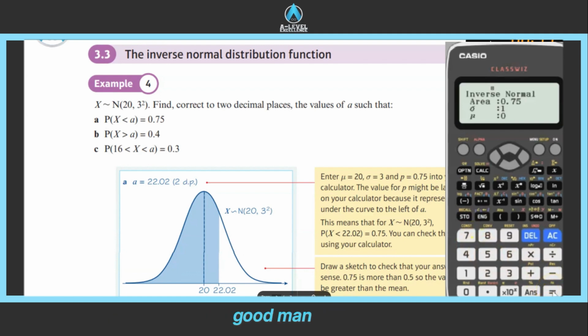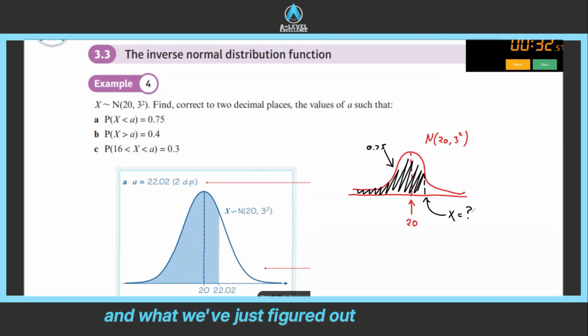That's the area. Good man. And then for the standard deviation you do 3. Yes, you do. And then what else? And for the mean you just put 20. For the mean, you put 20. And then what else? Am I done? Yeah, you're just done. Just press equals. Yep, spot on. Hit equals, and you get that number popping out. That's exactly what we need to do. Thank you very much for that, Jacob. And what we've just figured out is that this is 22.02, which if you look at the diagram, should make sense. If the middle's 20, we've got to be a bit above that.